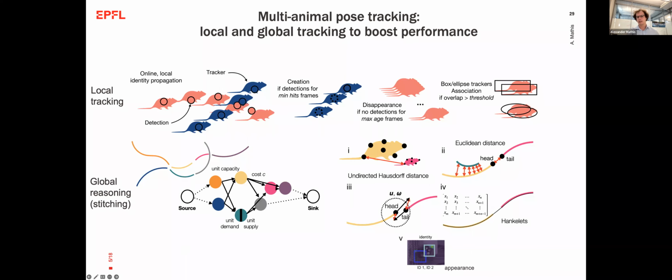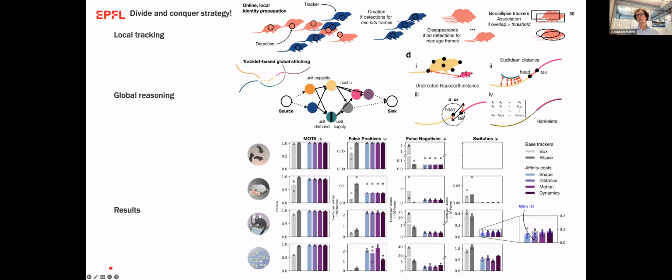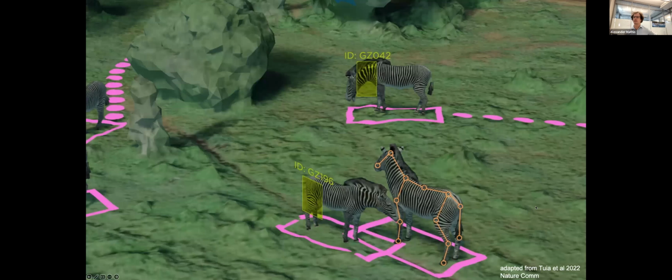And in the interest of time, I don't want to talk too long about this rather boring bar plot, but you can imagine any one of these metrics works equally well for stitching, and you're much better if you use global reasoning. And if you use the identity of the individual, it's even better. And that's something I will elaborate on in the next slide.